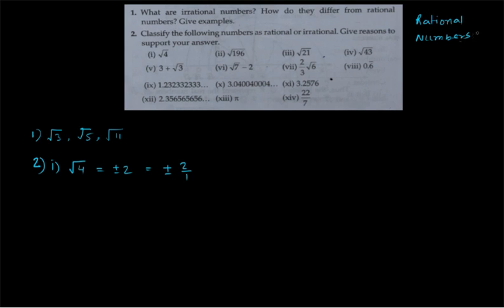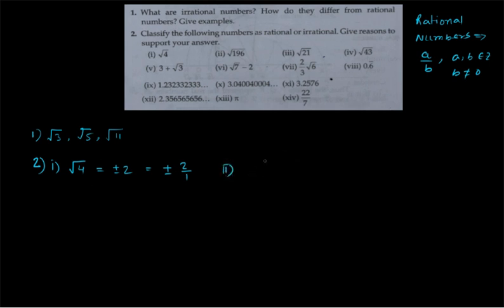Rational numbers are the numbers which can be represented in the form a by b, where a and b both are integers and b is not equals to 0. Those are called rational numbers, and I can say the under root 4 is a rational number because it can be represented in the form a by b.